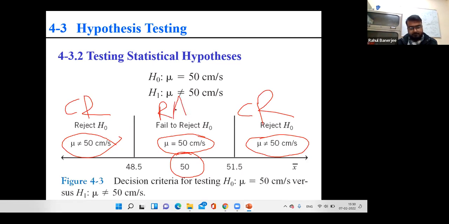Now, generally when we have this kind of hypothesis, not equal to, this is a two-tailed hypothesis, where it can be greater than also, and it can be less than also. So we will have 2 critical regions. But when we have a greater than or a less than one, then in that case we'll have only one particular critical region.